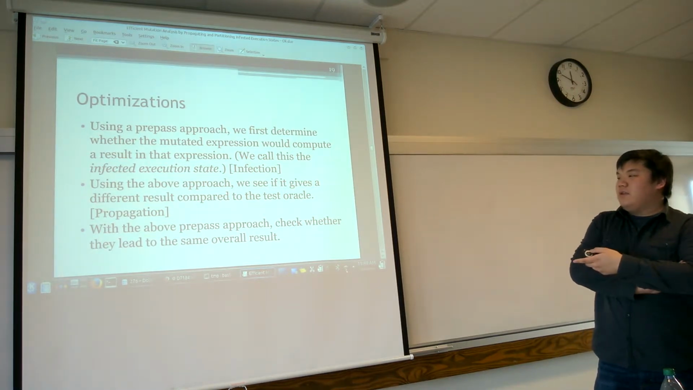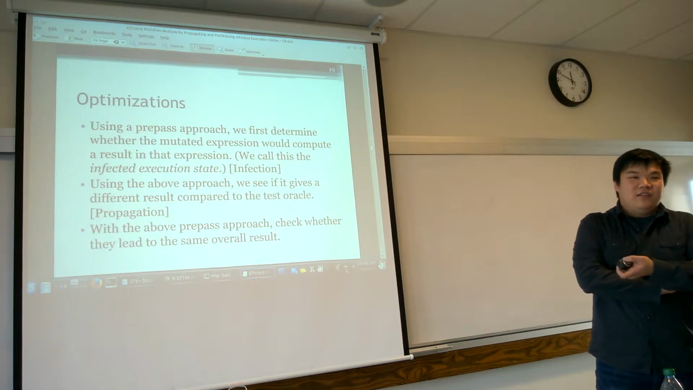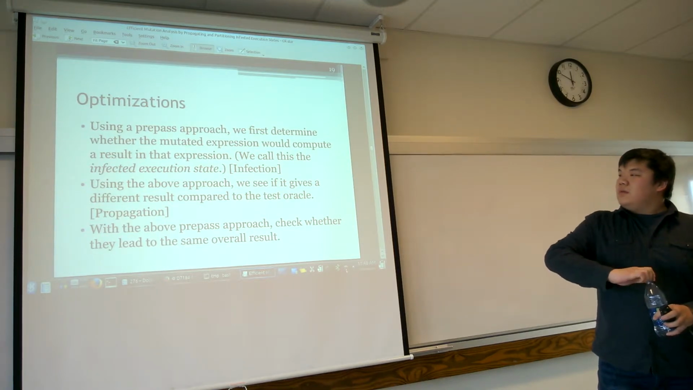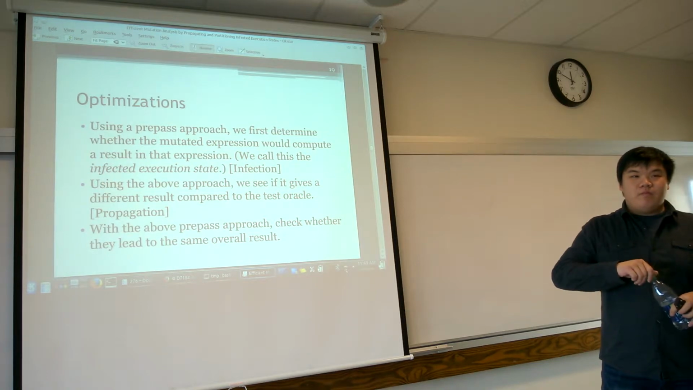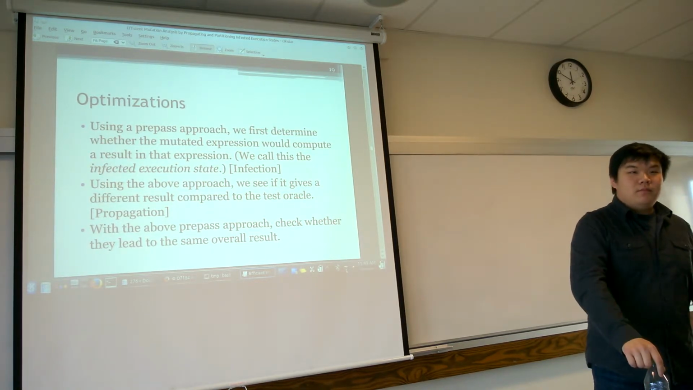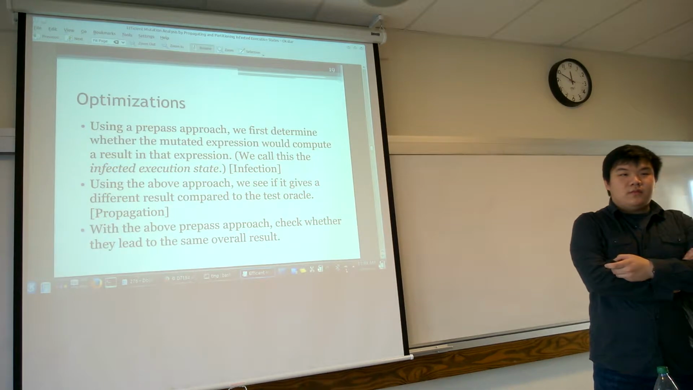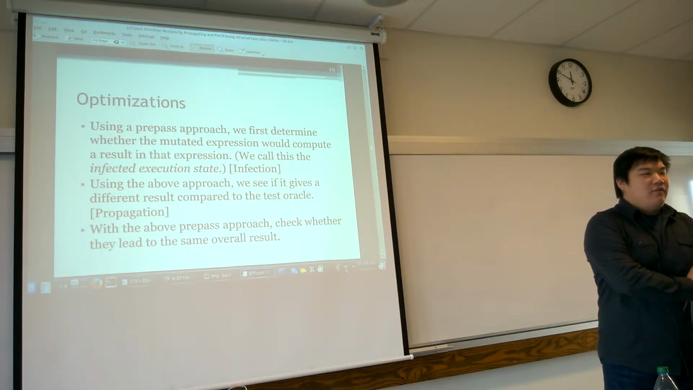And lastly, with also the same pre-pass approach, we'll check whether they lead to the same overall result, which is one of the things they talked about. So what you can see here is that there's a notion of this pre-pass, which should be a single execution that gathers information ahead of time. That lets us do stuff that's more interesting. So you're doing a little bit of extra work up front with this pre-computation, to save the work afterwards. Right. Yeah. So you don't have to run every single mutant.